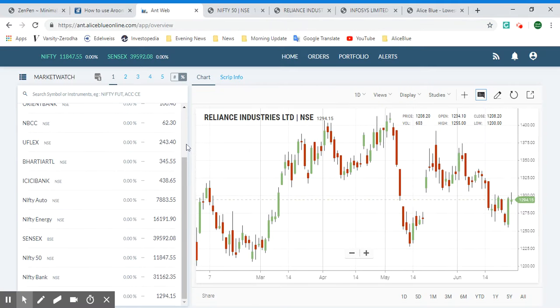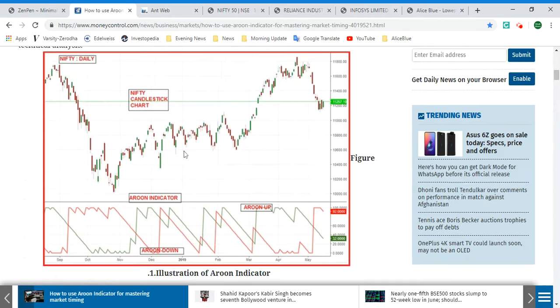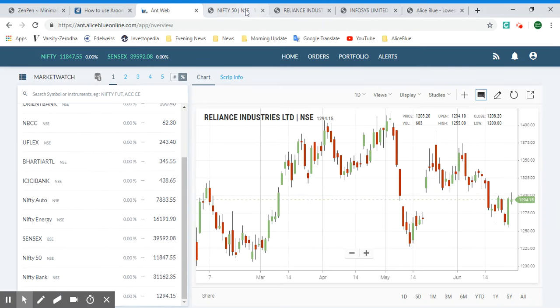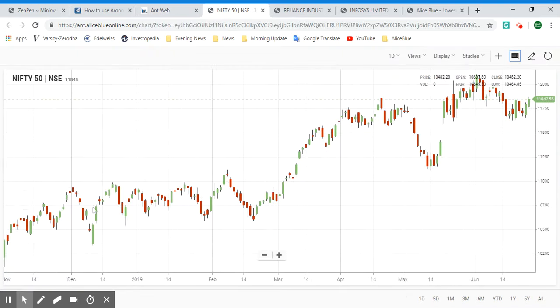Here we have, in this example, they use the Nifty daily chart. So let's find the Nifty daily chart. This is the Nifty daily chart. You can use the hourly or the minute-wise options or the weekly or the monthly, but since the example said daily chart, we'll apply that here.